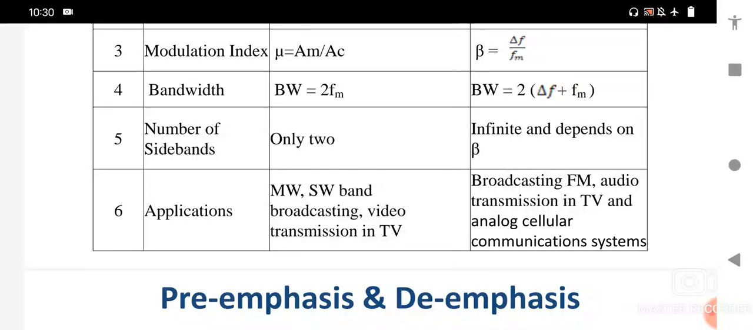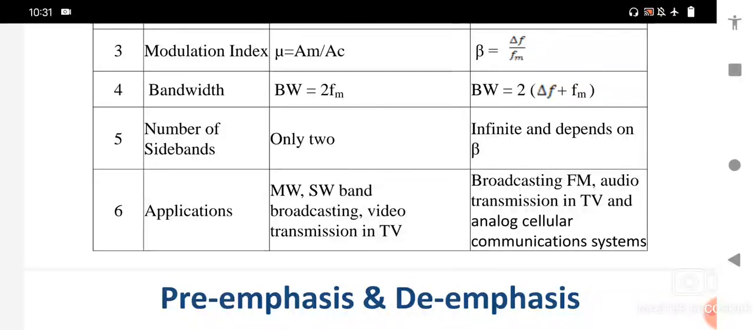One more parameter is applications. What are the applications of amplitude modulation and what are the applications of frequency modulation? In amplitude modulation, the applications are broadcasting, that is microwave, satellite communication band broadcasting, and video transmission in TV. These are some applications of amplitude modulation.